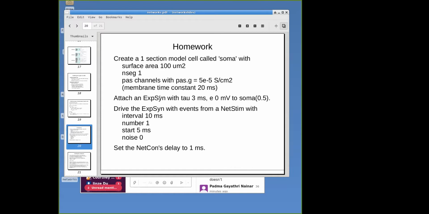What I want you to do is to attach an ExpSyn to it that has these parameters: 3 millisecond time constant, reversal potential of 0 millivolts. And I want you to drive that with events from a NetStim that has these parameters, and set the NetCon's delay to 1 millisecond.